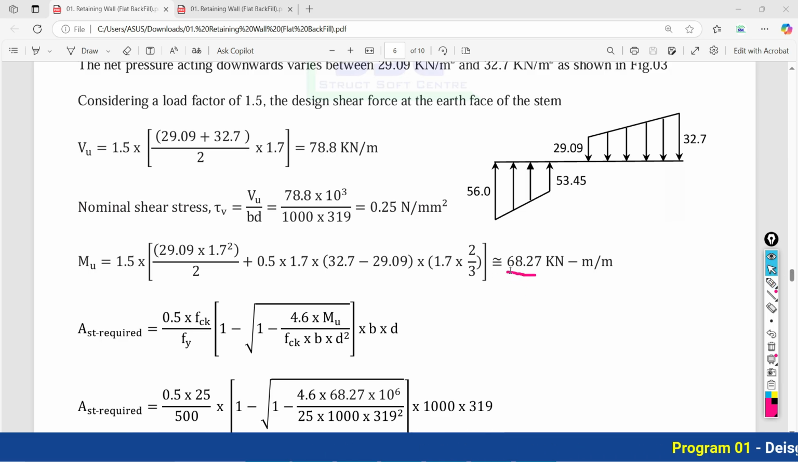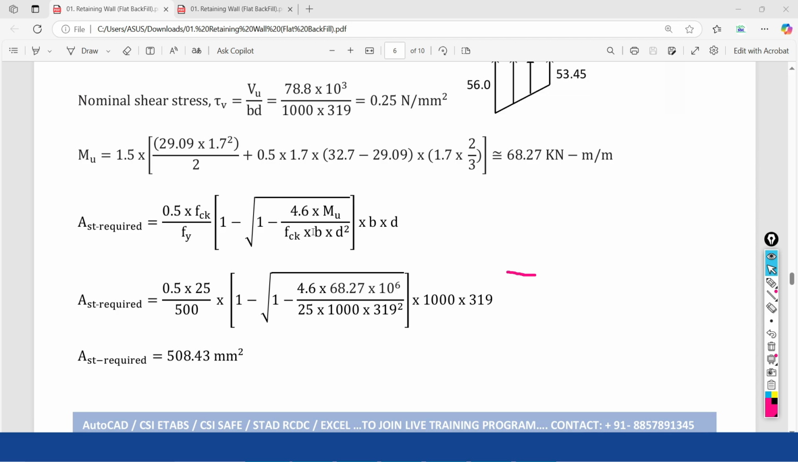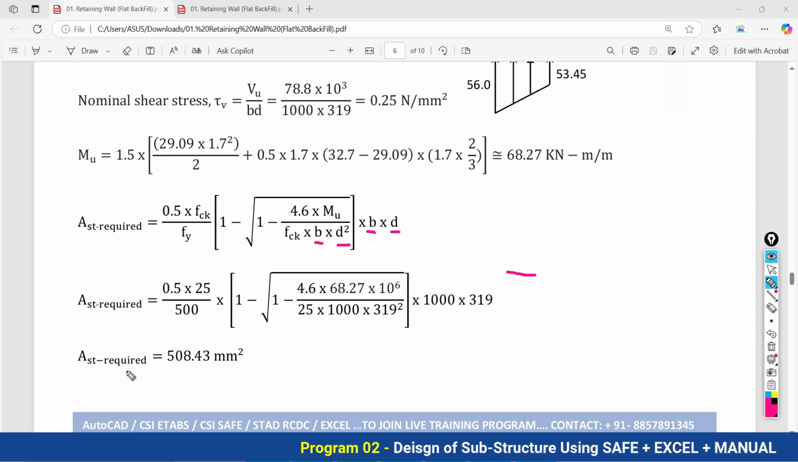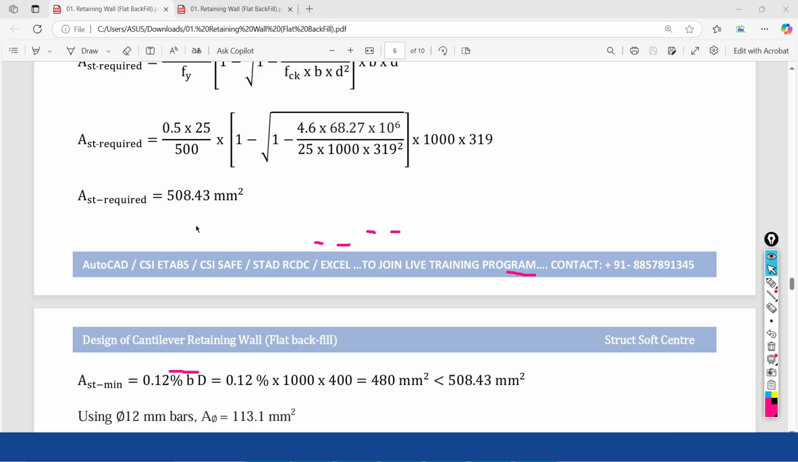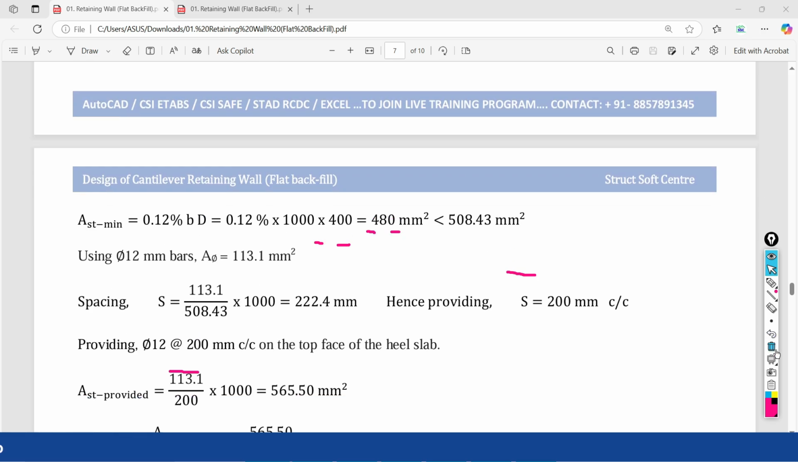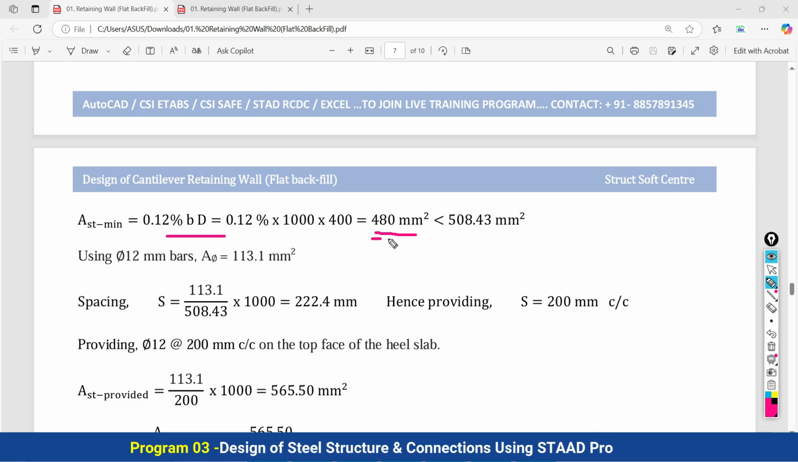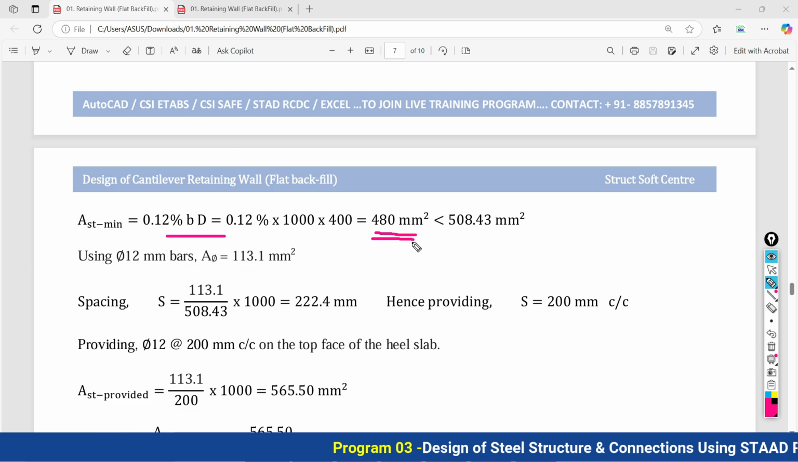Now finally this value you have to put in this formula along with all other values, width 1 meter, depth 1319 squared. After doing this calculation we will come to know the reinforcement required for the heel slab as 508.43 mm square. Now we have to compare this demand of the reinforcement with your minimum reinforcement demand. After calculating the minimum reinforcement demand, we will come to know 480 mm square, similar to our previous case.